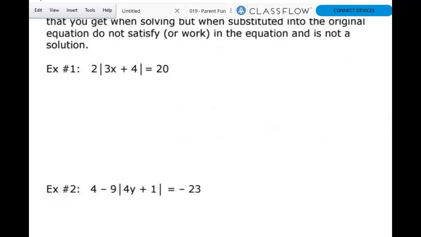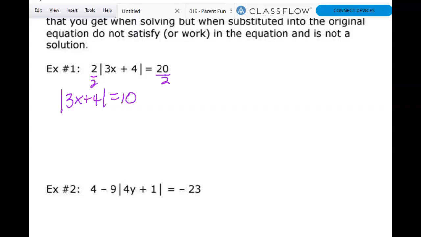So look at example 1. Is the absolute value isolated? Why is it not isolated? I'm multiplying by 2. How do we undo multiplication? So when I divide, do I divide in the absolute value? No, it's just like the parentheses, right? Only outside. So when I divide, now I have 3x plus 4 equals 10.